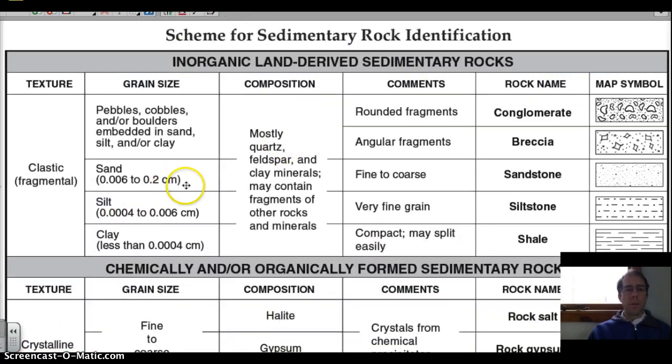You can see the size of the particles determines which type of rock it is. So sand is between 0.006 and 0.2 centimeters. We consider that fine to coarse, and that would be sandstone. These symbols over here on the other side are not necessarily what the rock looks like. It's what the symbol is when we start looking at rock layers on diagrams in questions and on maps. They use these symbols to help distinguish the different kinds of layers of rock. These are not what the rocks look like in real life. This is just a symbol that we use for maps when we're looking at geology.